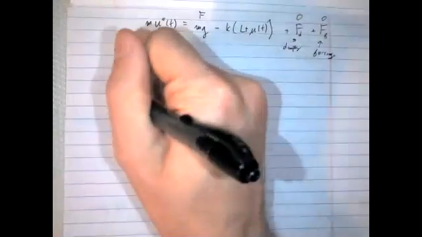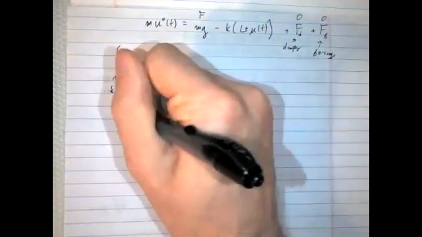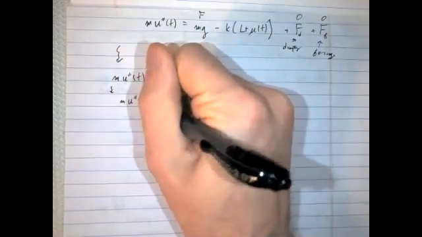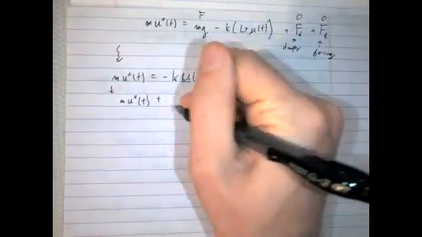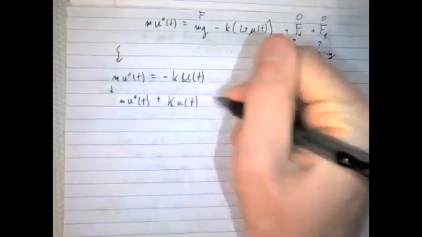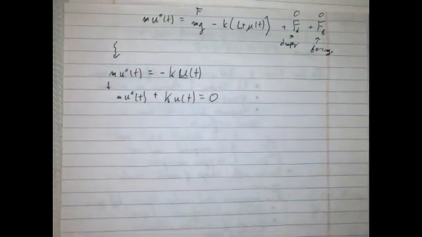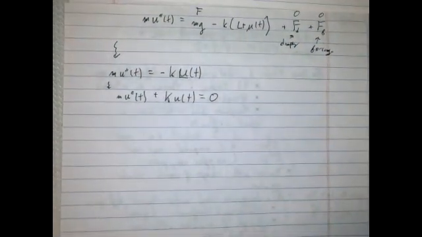And we can rewrite this as a homogeneous second order linear differential equation: m u double prime of t plus k u of t is equal to 0. I know that I'm doing some review, but does anyone have any questions at this point about what I've done?